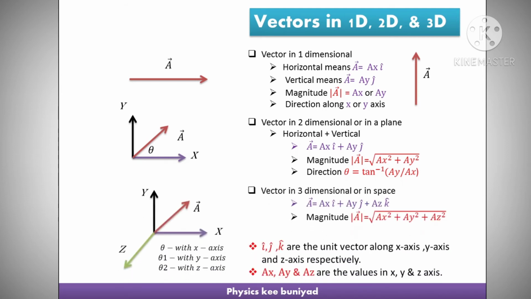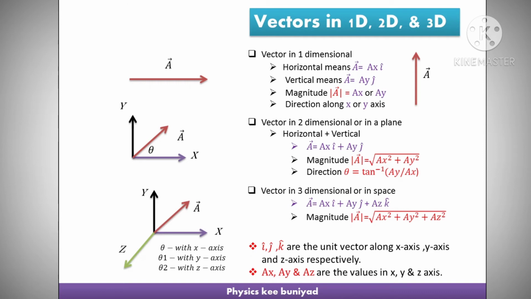Now in the case of the 3-dimensional plane, as we know, the vector which lies in the 3-dimensional plane has 3 components along the x axis, y axis and z axis. So we can combinedly write vector a equal to ax i cap plus ay j cap plus az k cap. It means i cap indicates that it is along the x axis. Similarly, j cap indicates it is along the y axis and k cap indicates it is along the z axis. So this is the basic representation of a vector in the 3-dimensional plane.